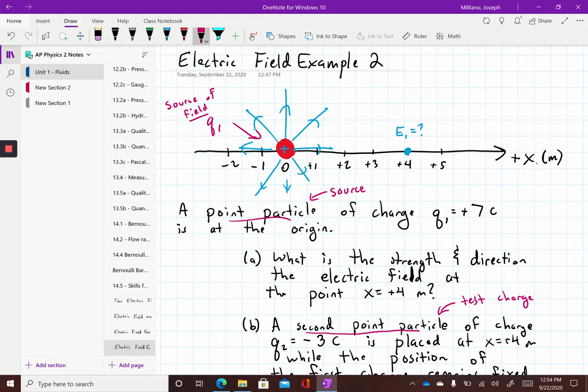So, let's answer part A. The direction of the electric field, well, it points radially away. If we place a positive test charge at this point, there's no charge here, it's an empty point in space, but if we did place a positive test charge there, it would feel a force to the right. So the direction of that electric field is to the right.